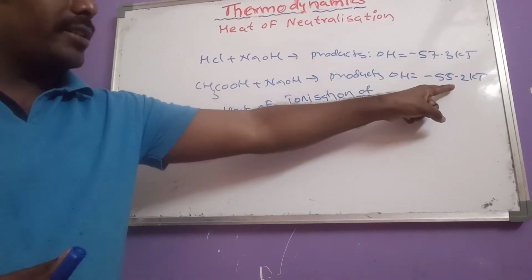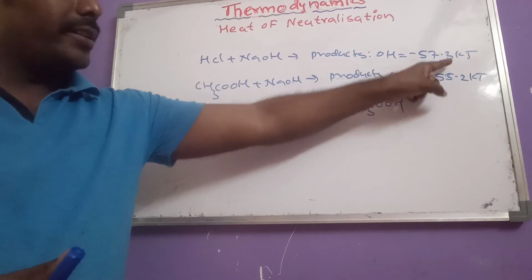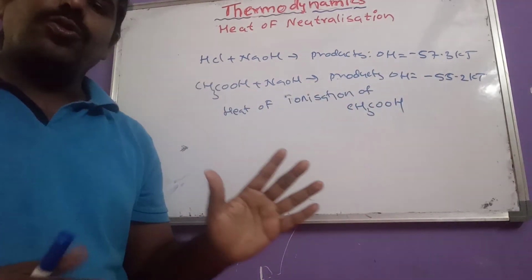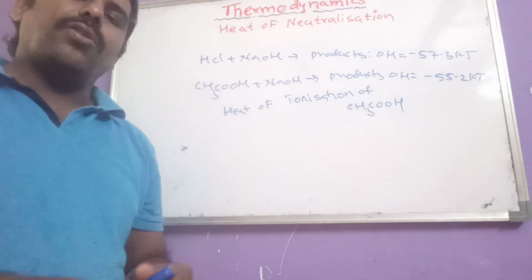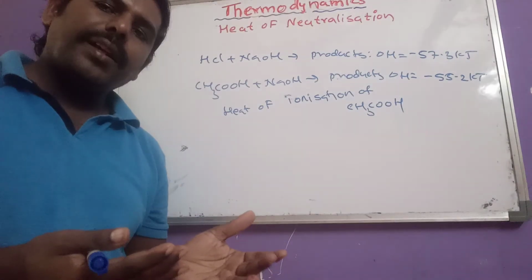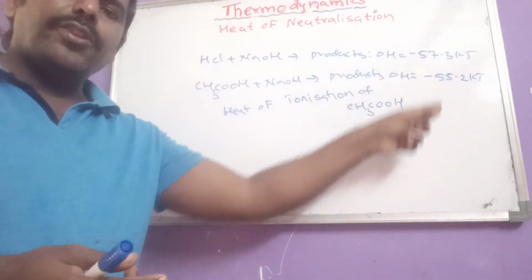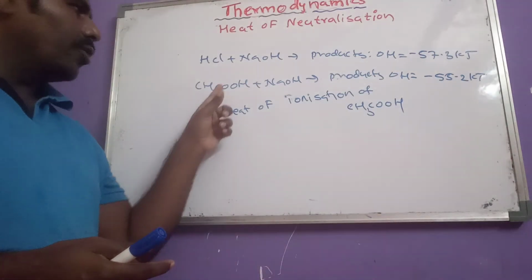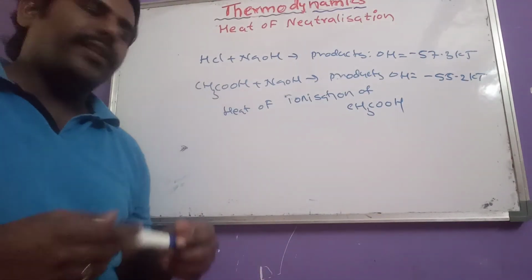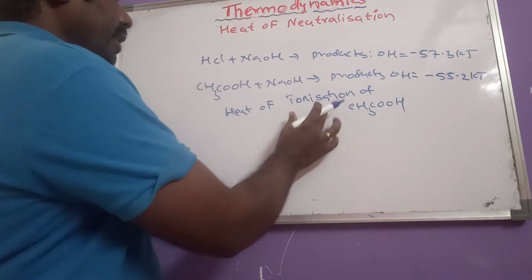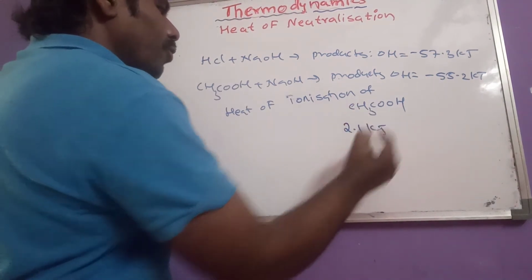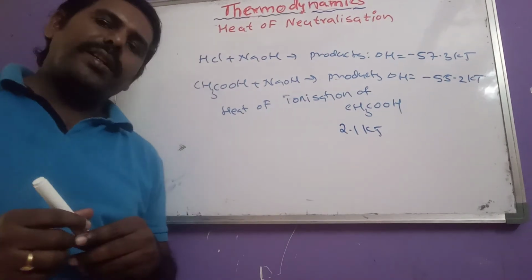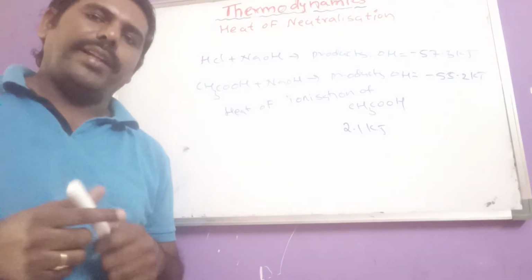How much short here? 57.3 and 55.2. How much gap is there? It means 2.1 kilojoules. Where has that gone? It has been utilized for the dissociation of this weak acid. So the heat of ionization of acetic acid is how much? It is 2.1 kilojoules. Like that we have to calculate.